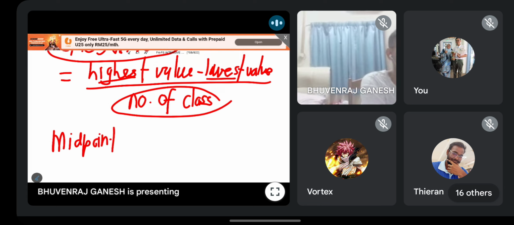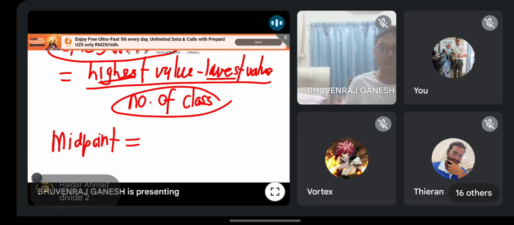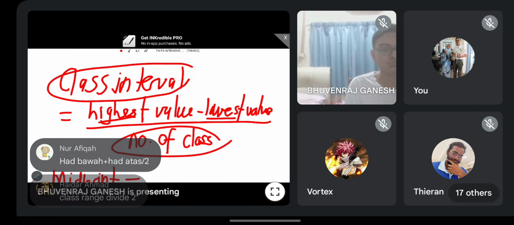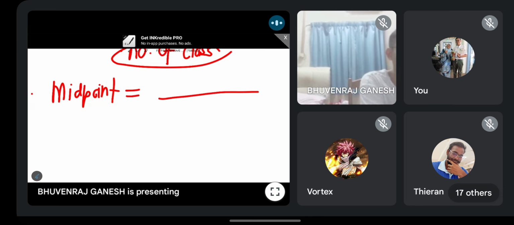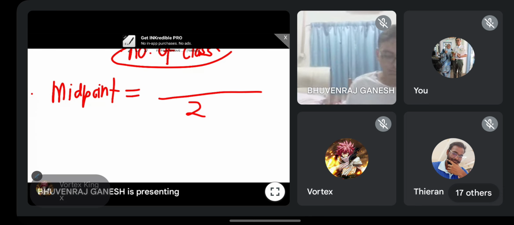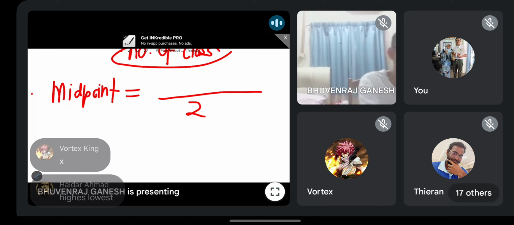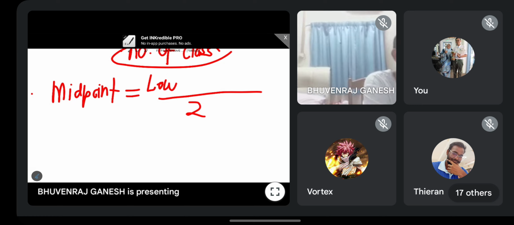Anyone, can you all tell the formula? For this chapter, not coordinate geometry semua tu. Midpoint for this chapter. Anyone? Yes, what? Apa yang plus? What quantity? Divide 2 is correct. Apa yang atas? Yes, highest, lowest. Ataupun hard atas, hard bawah. Lower limit plus upper limit.